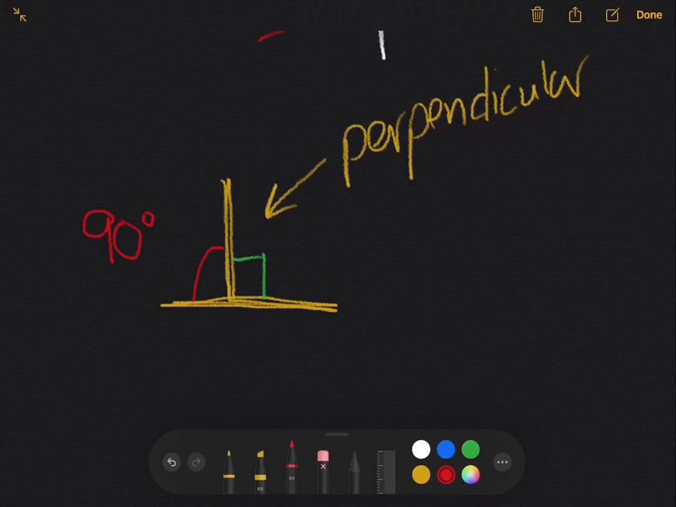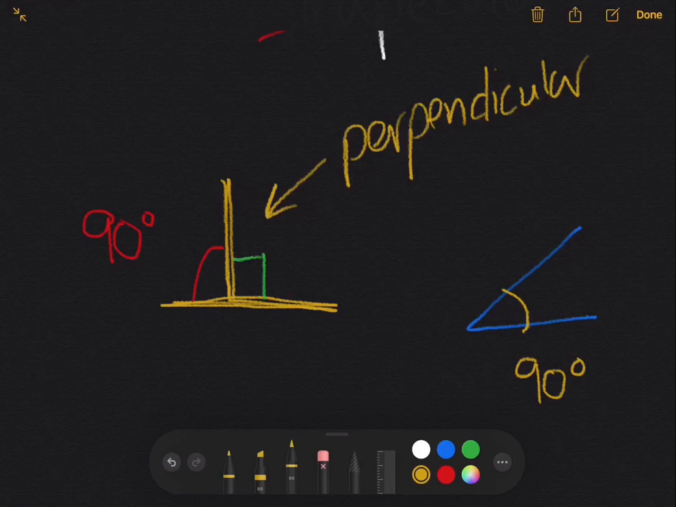This is a right angle. Now, there's another type of angle which is smaller than that. So if we were to take this right angle and squish it down like this, it would look something like that. And if you were to measure this angle here, it would be less than 90 degrees. And we call this acute, as in not cute, but acute.